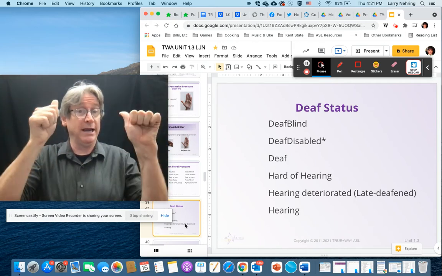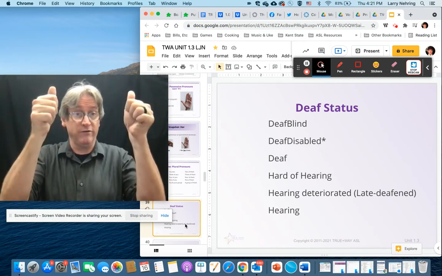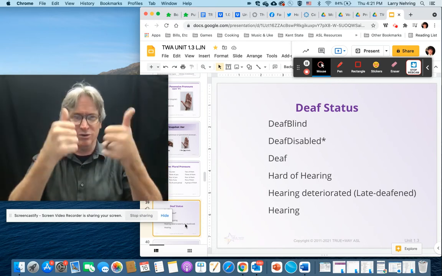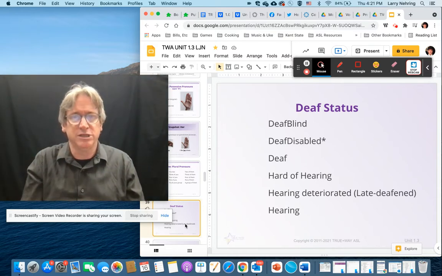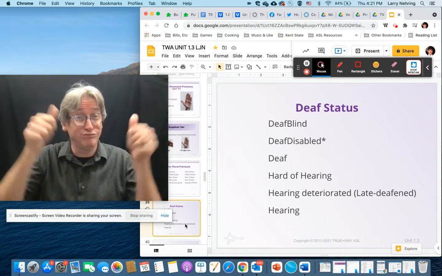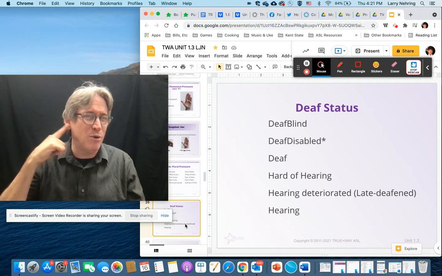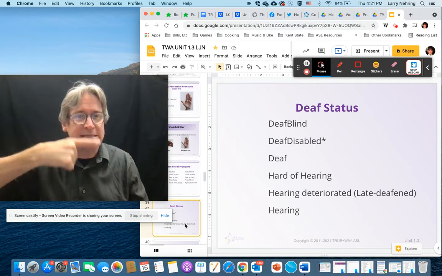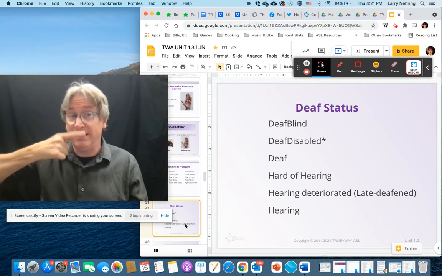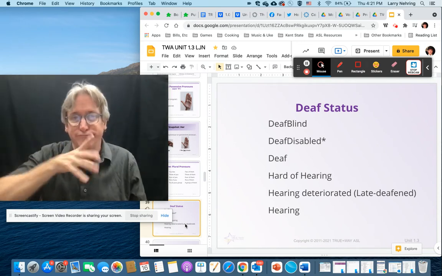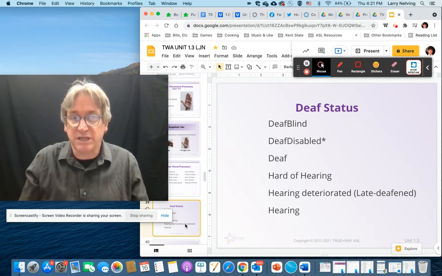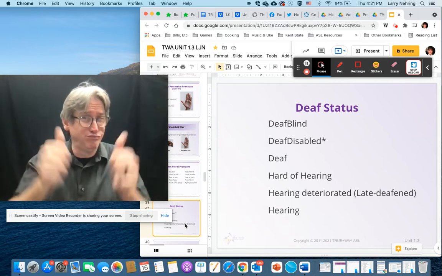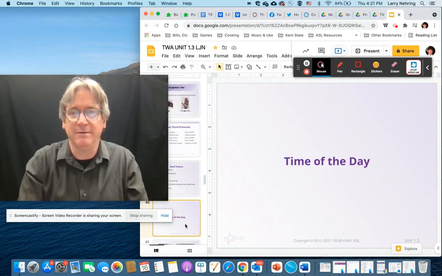People who are late deaf and experiencing deafness will often sign "hearing deteriorated," like my hearing is deteriorating. It's going from pretty decent to pretty bad. Most of the time I've seen it pointing to the ear, because it's not the sign for hearing. And hearing comes from the sign for speaking, right? He's hearing. So that was hearing deteriorated.